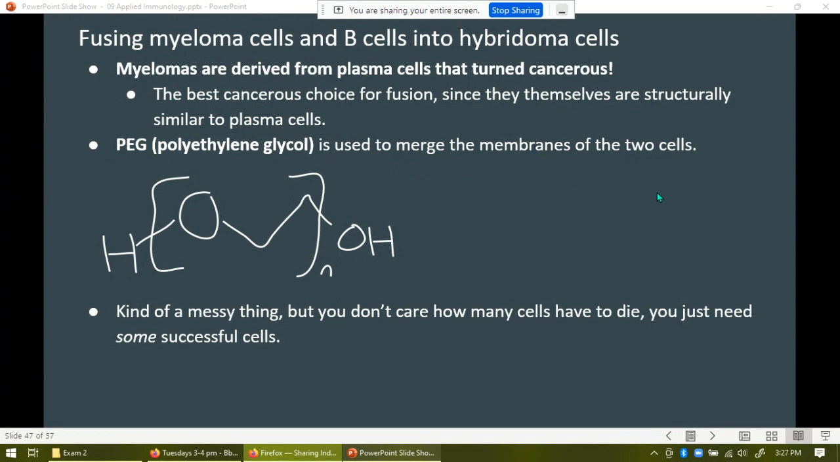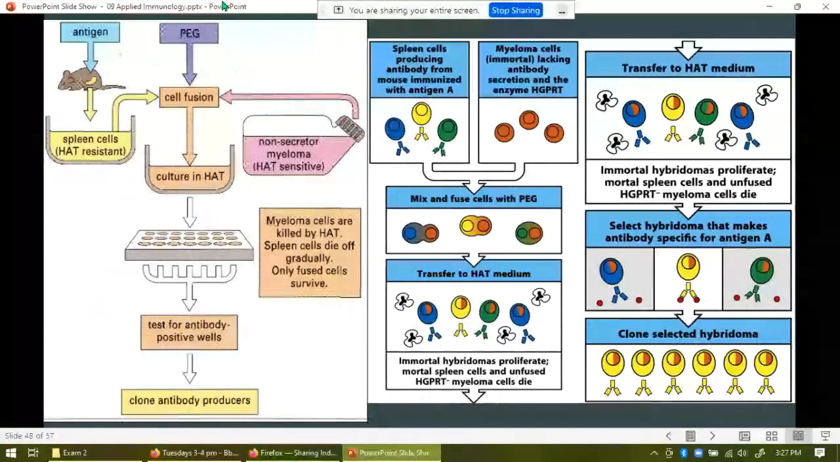PEG is used to merge the membrane of the two cells. It's relatively non-toxic, except in high levels, but you're going to use pretty high levels in this case. So this process is pretty messy, right? It's going to kill a lot of cells. Most of them are not going to succeed, but you just need at least one successful cell that is making antibody against your target, and then you are golden. You can make millions of dollars off of these treatments.